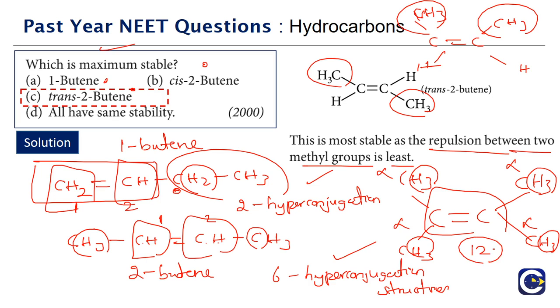So this alkene that I am representing here can have how many hyperconjugation structures? 12 hyperconjugation structures. The more hyperconjugation structures, the more stable the alkene. Just like in the case of resonance: for any compound, if you are able to draw more resonance structures, it means more stability of the compound based on the resonance energy of stabilization.